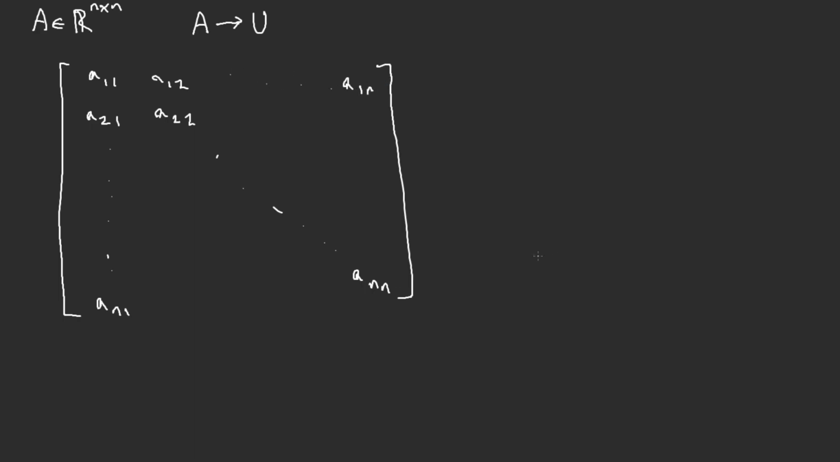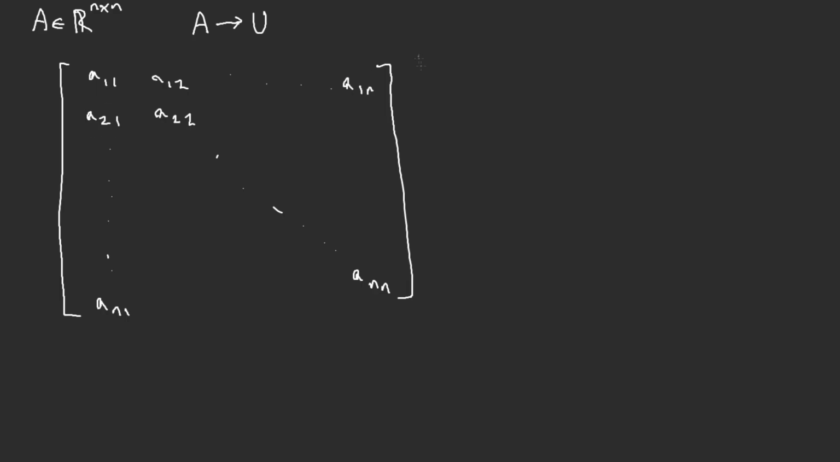Okay, so let's try to figure out what the computer needs to do. Well, we're going to start with the first entry, and we're going to pivot around this, and we're going to use this to eliminate the entries beneath it. And so let's figure out how many operations it is going to take the computer to eliminate this entry. Well, we need to do a row operation. We need to multiply row 1 by a constant, and we need to add it to row 2.